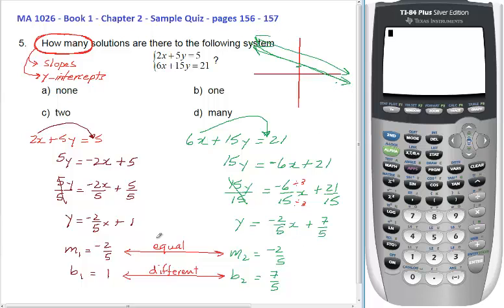So when you have equal slopes and different y-intercepts, you have parallel lines. And parallel lines have how many solutions? None, because they don't intersect. So there are no solutions in this case, because we have parallel lines. Equal slopes, different y-intercepts mean parallel lines, therefore no solutions.